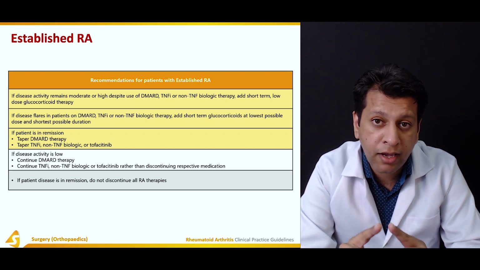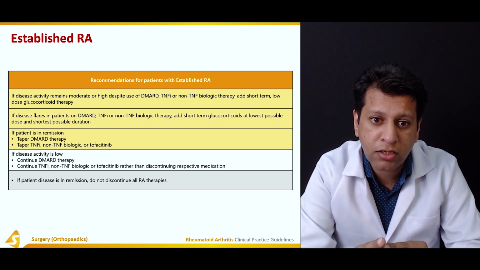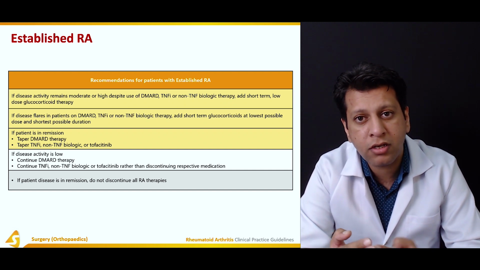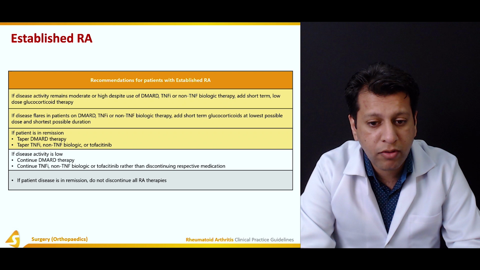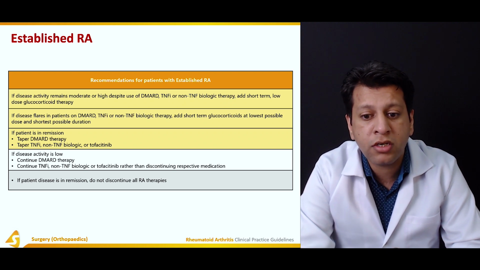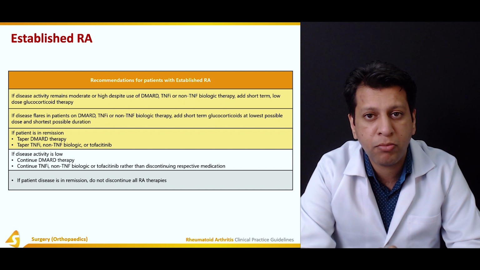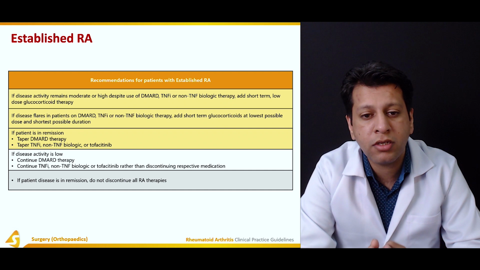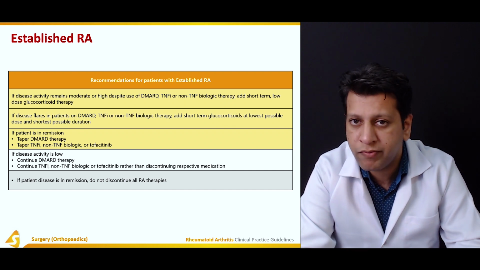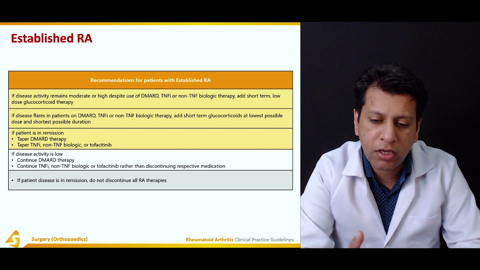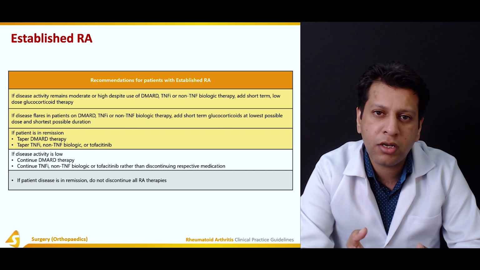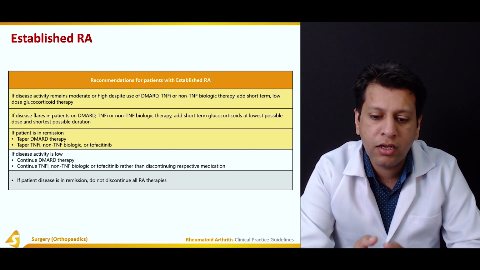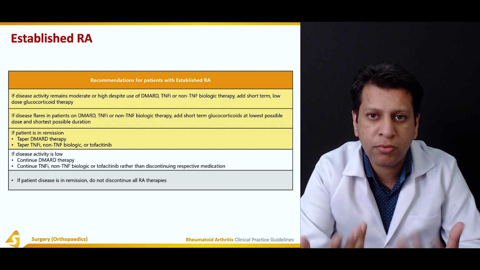So if the patient has fallen in the criteria of remission before it restarts or relapses, then we have to taper the DMARD therapy. If the patient's disease is in remission, do not discontinue all rheumatoid therapies. Now this is important. You cannot completely do away with drugs because this disease is not something which is going to just go away and you can completely treat it. In remission means the activity of rheumatoid arthritis is so low that it's not progressing at a very high rate, but that does not mean that it is not progressing.